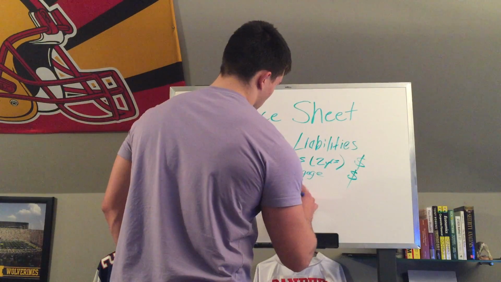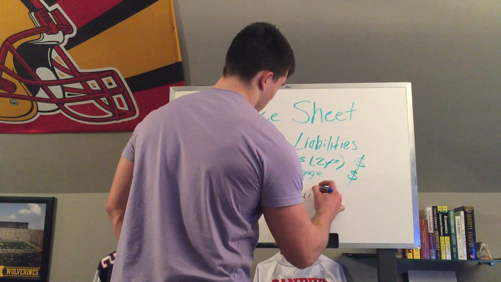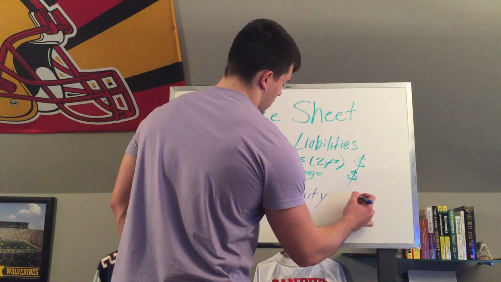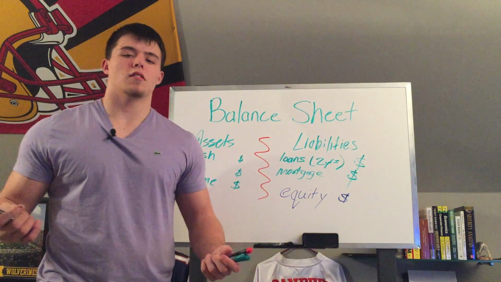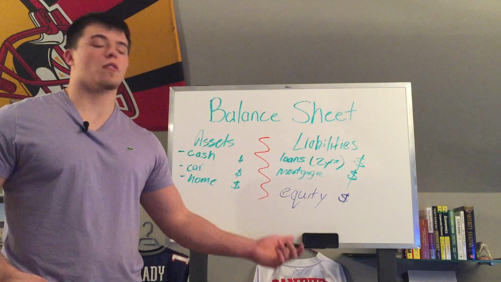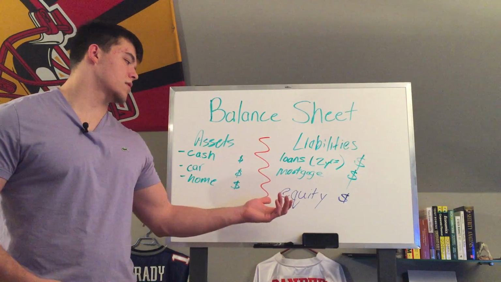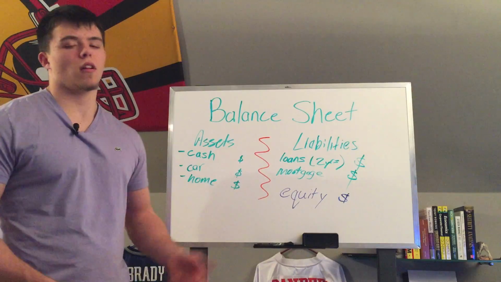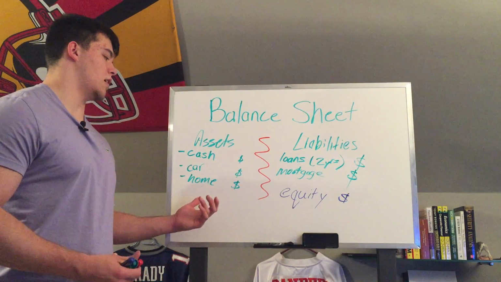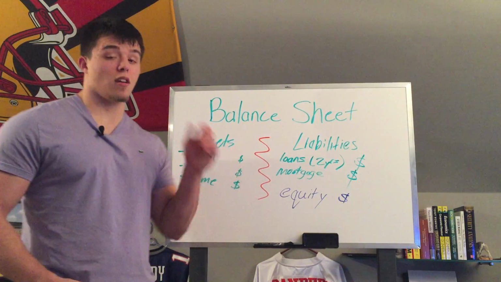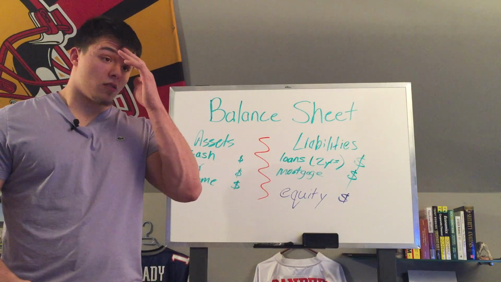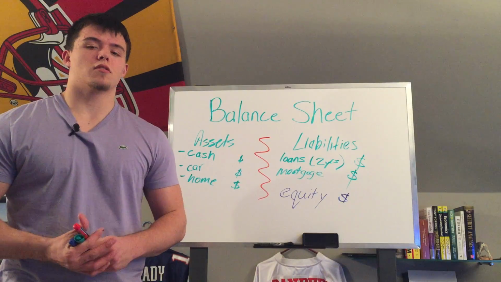So your equity is the difference between your assets and your liabilities, and your equity is listed in dollar amount, obviously. Your equity is essentially shareholder equity if it was a company, or in this case, since it's an individual, that person's net worth. So if you ever want to determine your net worth, you just take your assets minus your liabilities. It's quite simple. That's the basic rundown of a balance sheet, guys.